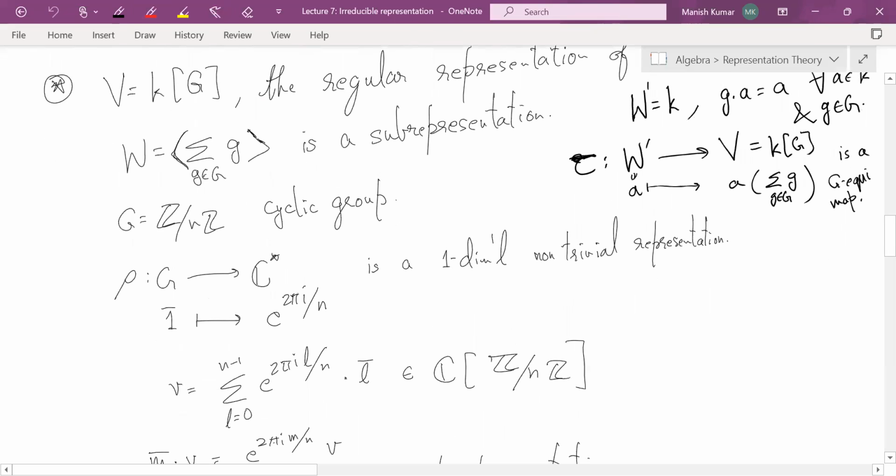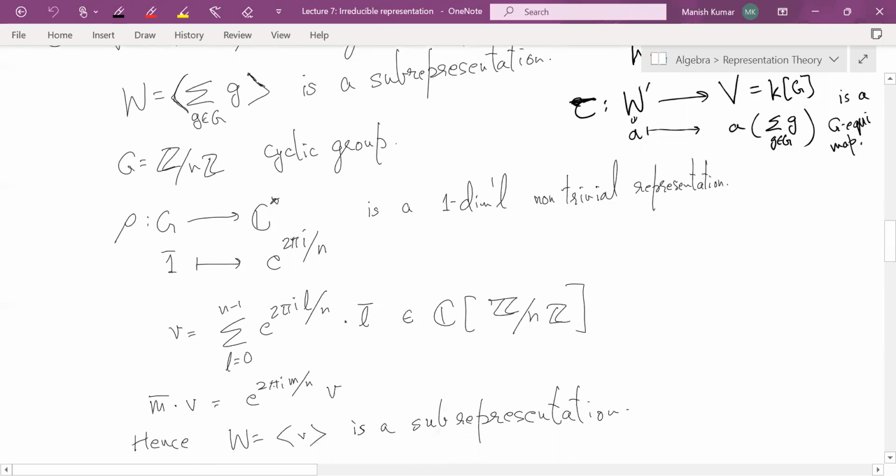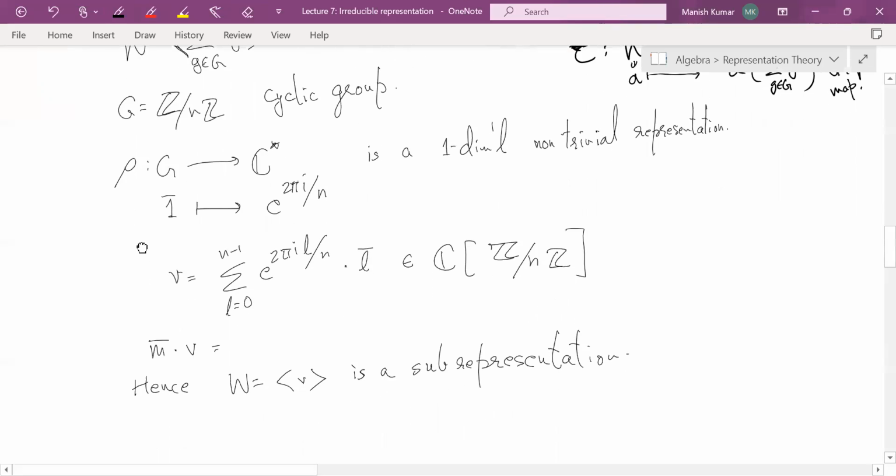Here K is C. So this is how a typical element of C[Z mod nZ] looks: some complex numbers times the group element. Okay, so v is this. Now, what is m bar dot v? The action, by definition, doesn't do anything to the coefficients. Maybe I should do this computation. Let me erase this. So what is m bar dot v?